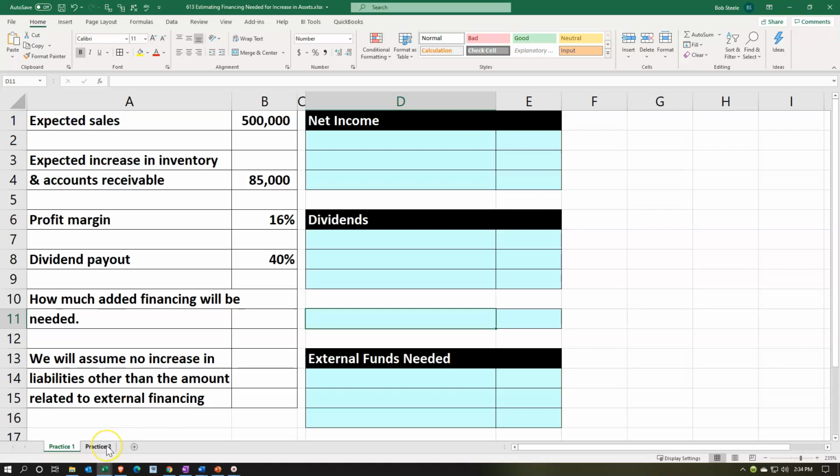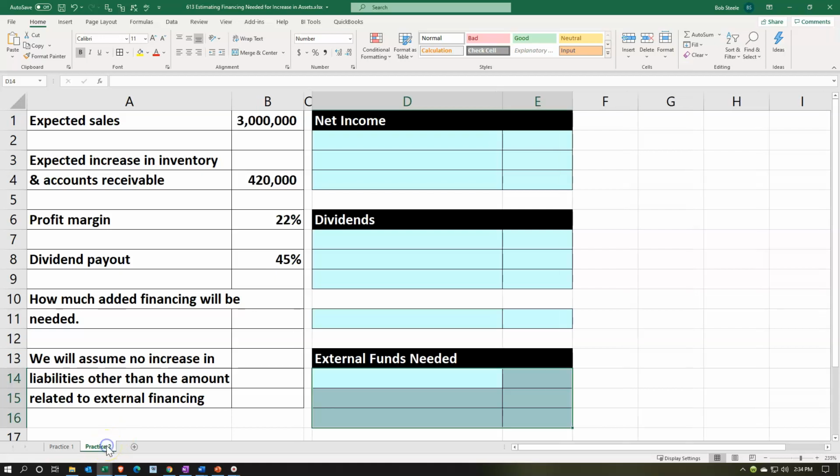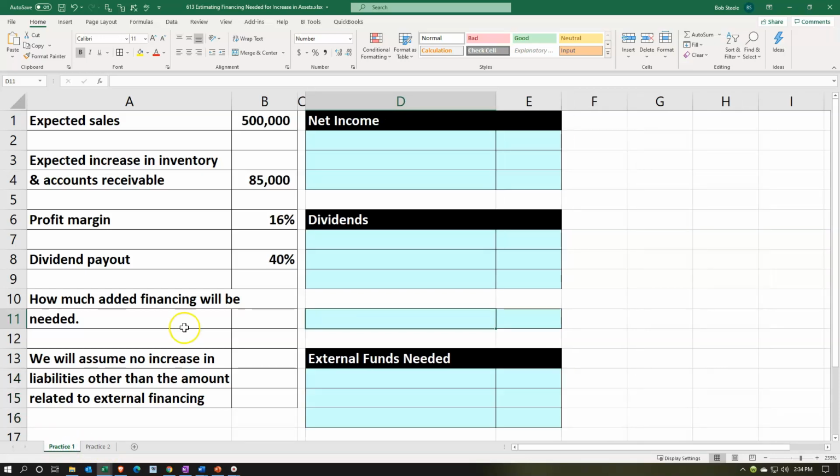So we're going to be looking at the practice problems tab, including practice 1, practice 2, 2 similar layouts, but different numbers. We're going to be on practice tab 1 here, and then we're going to have our information up top. We're going to say that the expected sales are going to be the 500,000. And then we're going to say that there's going to be an increase in the assets. We believe that the expected increase in inventory and accounts receivable will result as well. So we have a sales increase. We're going to have an increase in the assets of 85,000.